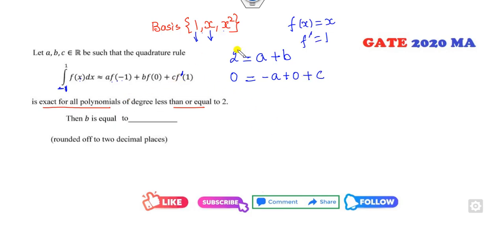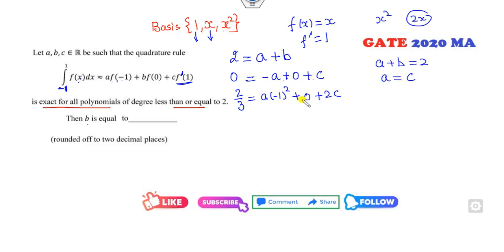And the third is x square. When you integrate the x square, it is 2 over 3, x square. So it is a of -1 square, b will be 0. If I take x square, what is the derivative? It is 2x. So what is the derivative at the point 1? It is 2c. Then your target is to find the b. So what is my equation? a plus b is 2. From here I can say a is equal to c. From here I can say a plus 2c is 2 over 3. So a is equal to c. So I can say a is 2 over 3, c is 2 over 9.